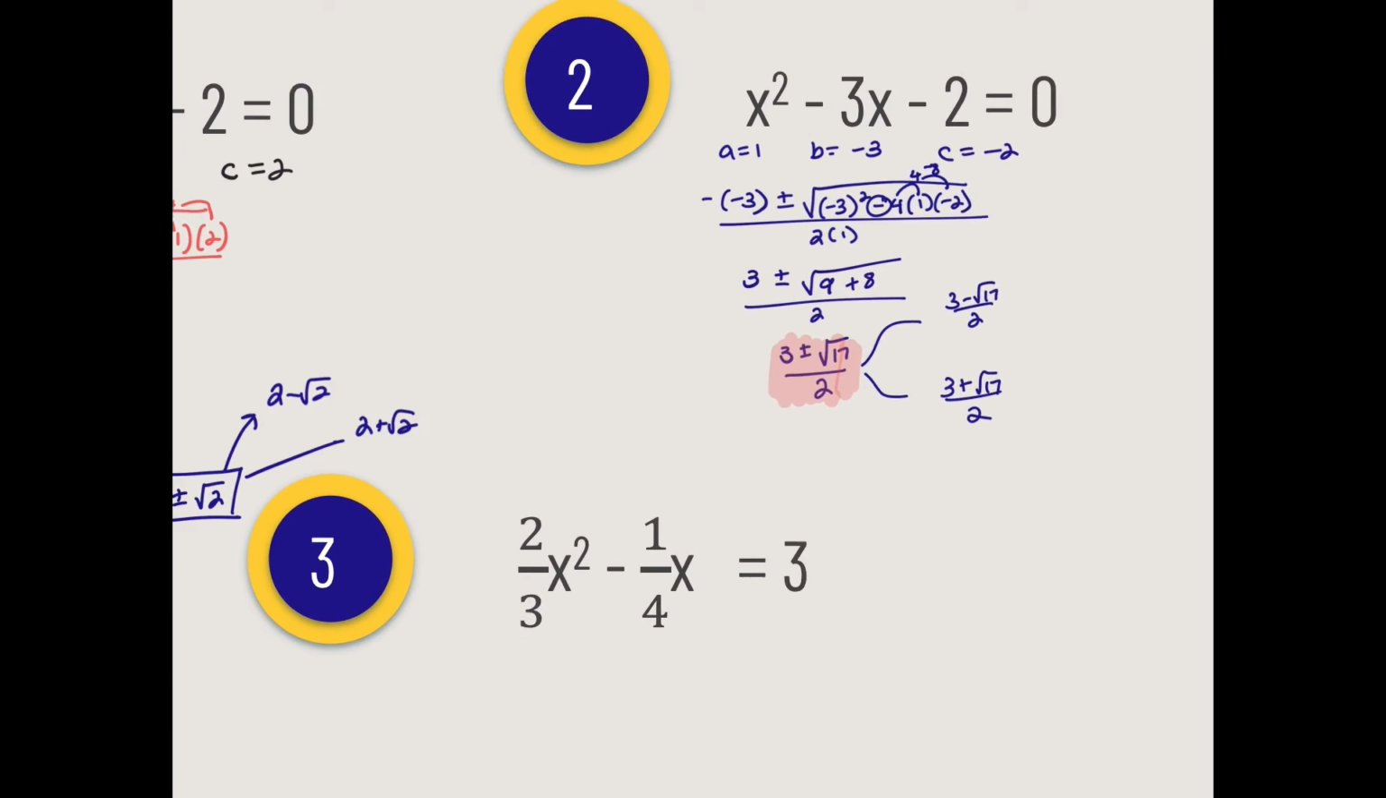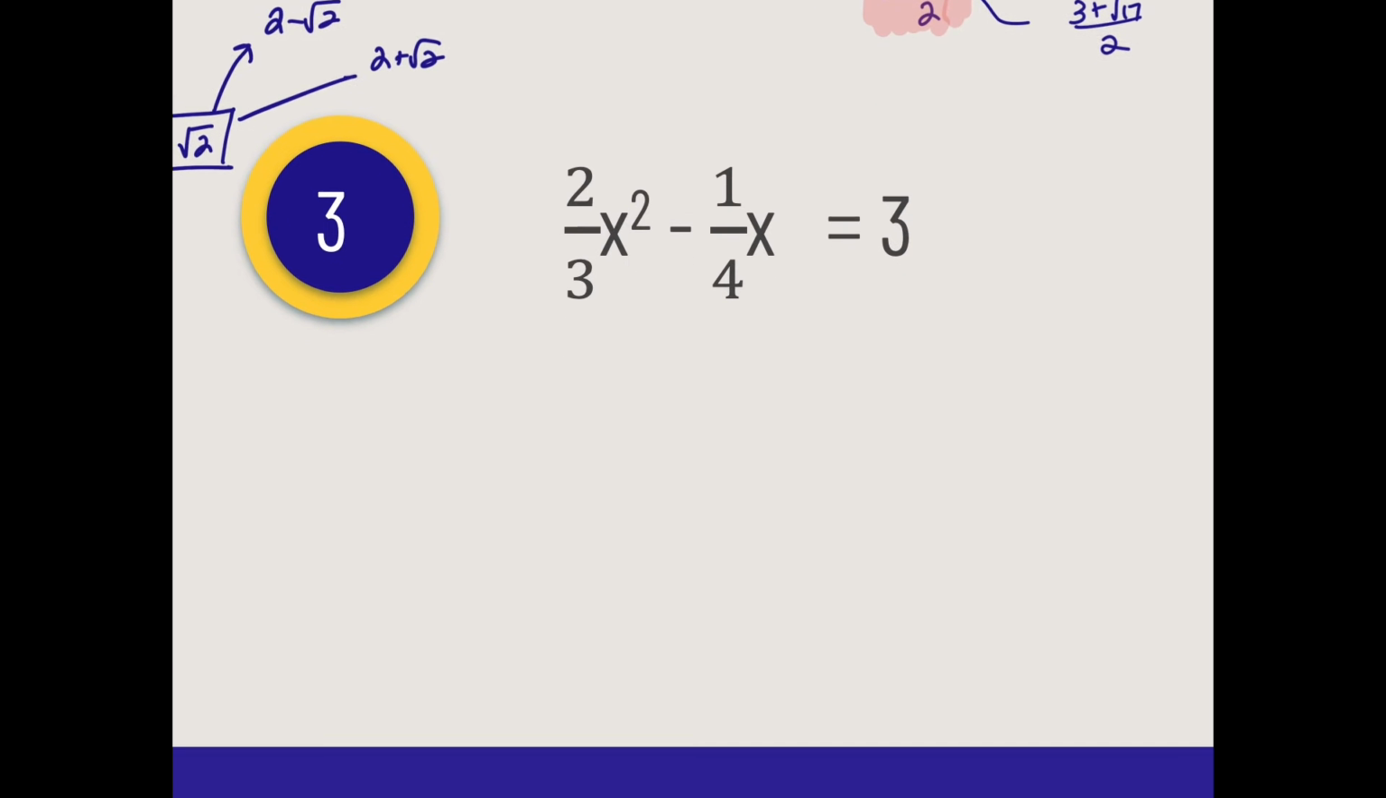Okay, let's look at 3. There are 2 things happening here that are different. One is it's not set equal to 0. I need to do that. Two, I've got fractions. It doesn't matter in which order you do this, but I would get rid of your fractions. You can multiply everything by the least common denominator, which would be 12. So I'm going to multiply by 12 and 12 and 12.